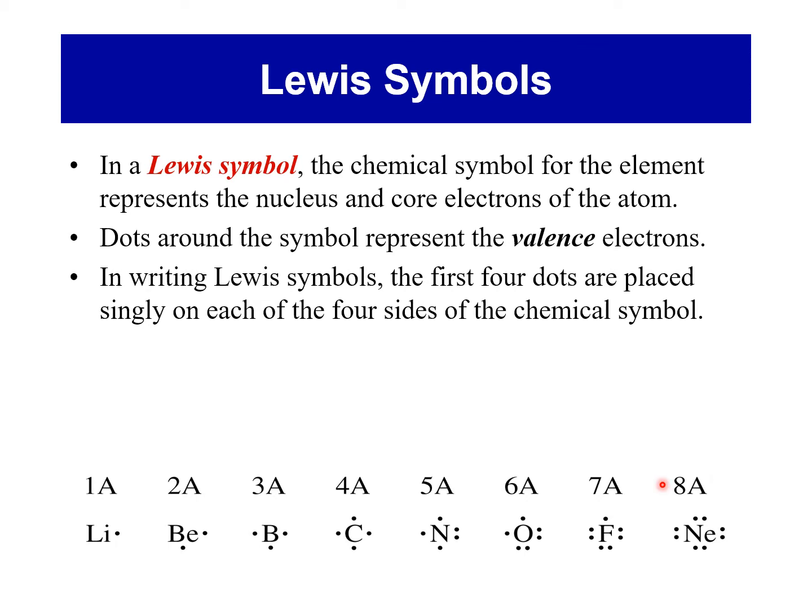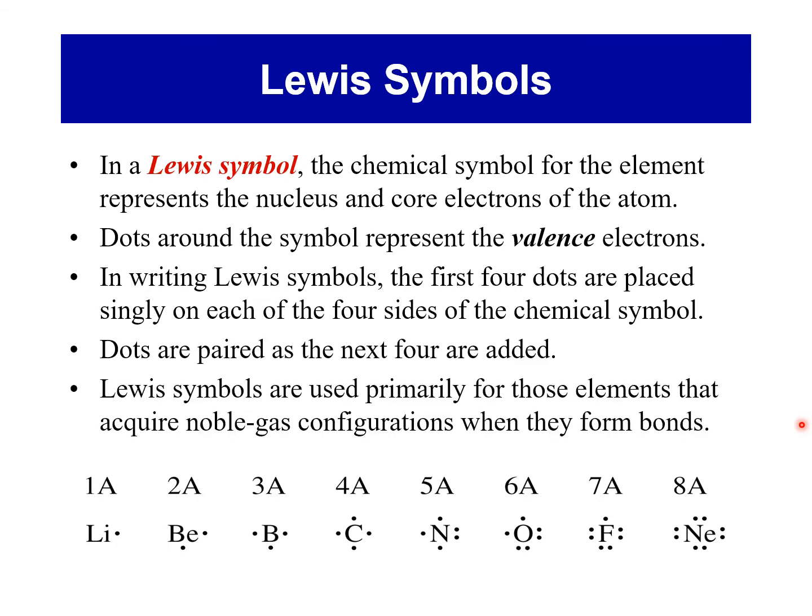So when you do this, make sure you draw the dots separately, the first 4 dots separately before you pair them up. And again, the idea is that you want to use this mostly for the elements that are going to become like noble gases. What that's saying basically is use these for the main group elements, so 1A through 8A. The transition metals and the lanthanides and actinides, Lewis symbols don't typically make a lot of sense for those.